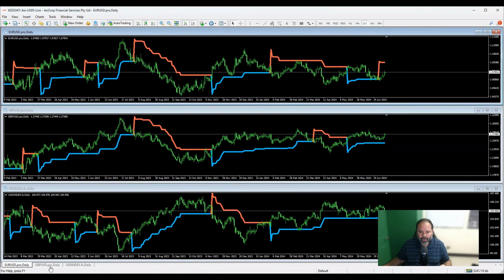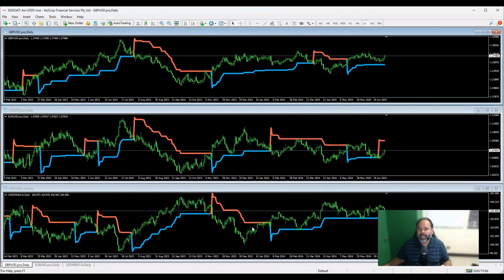And then this one here, because that will be easier to explain to you. There, yes, there. Okay, look, now the center chart is the euro dollar, the bottom is the dollar index, and the top one is the GBP USD.